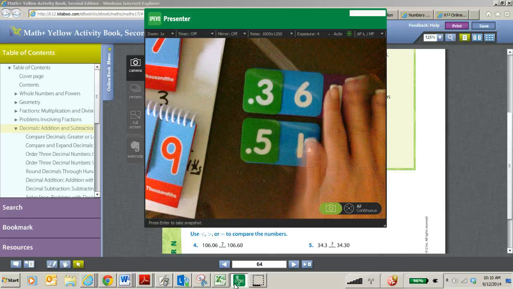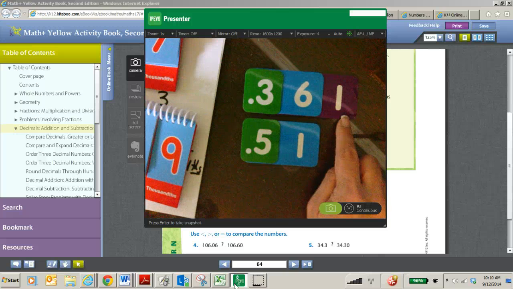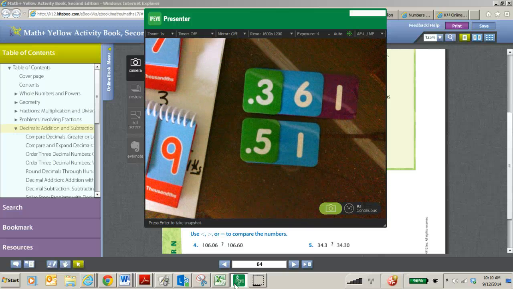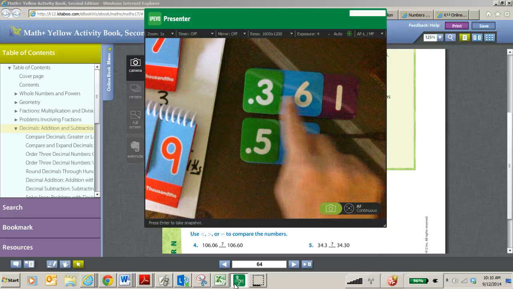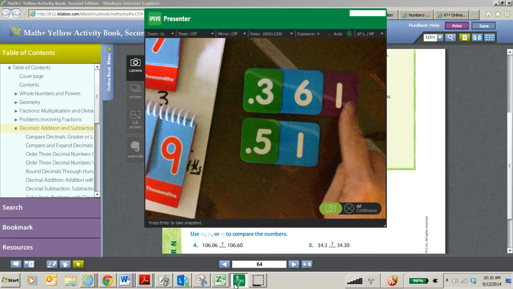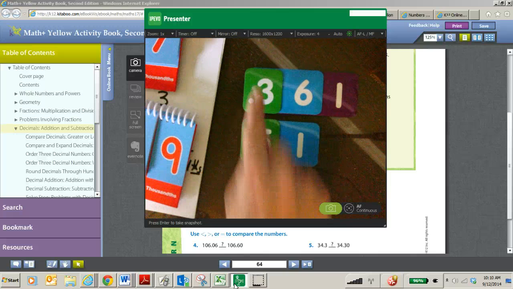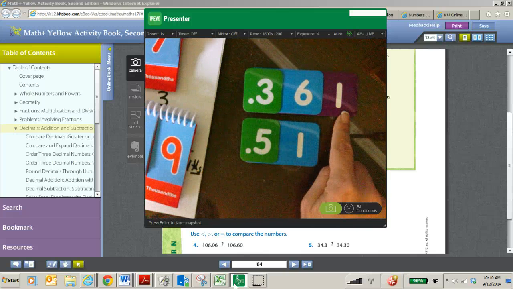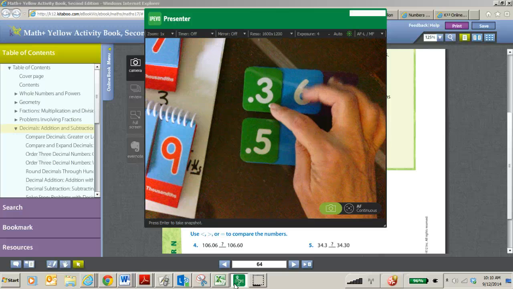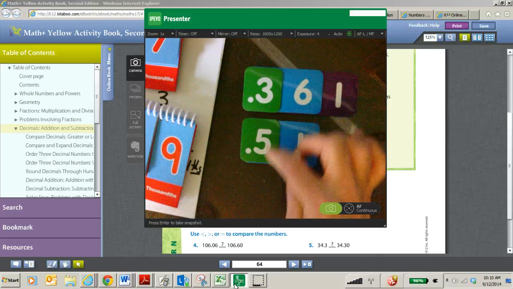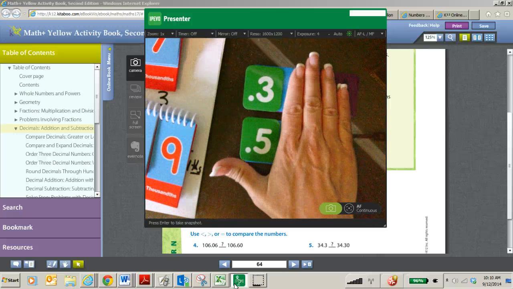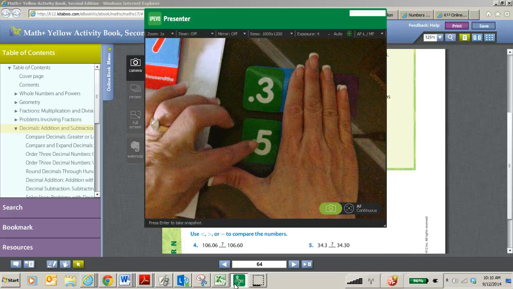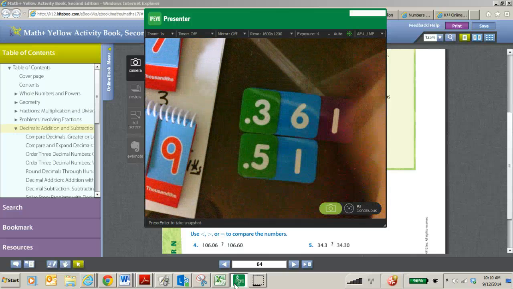Let's compare 361 thousandths to 51 hundredths. Now, a lot of students think, oh, well, this number right here has to be larger because it has more digits. But if you compare the value of the digits, you can see that that's not necessarily true. Here we have 3/10 and 5/10. We don't even have to worry about these other ones. 5/10 is much bigger than 3/10.